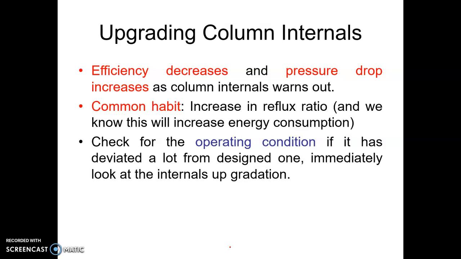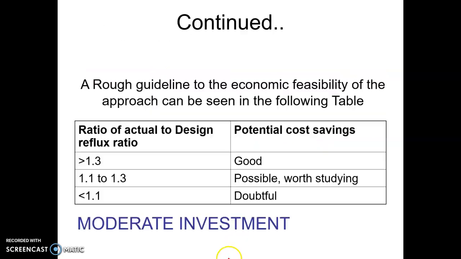So how do we know whether our column internals are working or not? For that we need to check our actual reflux ratio and the design reflux ratio. If the actual reflux ratio is deviating too much from the design reflux ratio, we need to think on this. This is the rough guideline: if the ratio of actual to design reflux ratio is greater than 1.3, you have a very good chance of savings by changing internals. If this ratio is between 1.1 and 1.3, then you need to study, but still there are chances that your column internals are worn out.